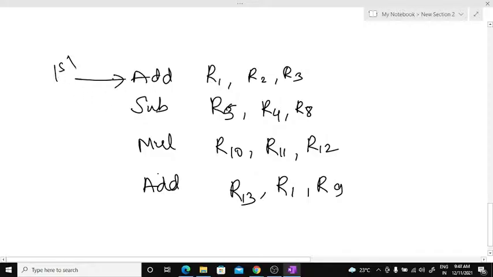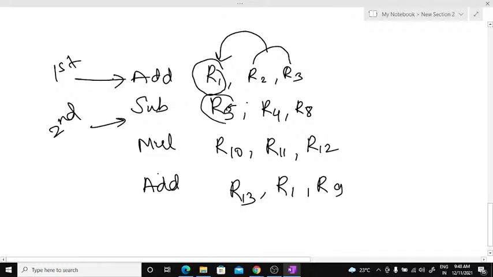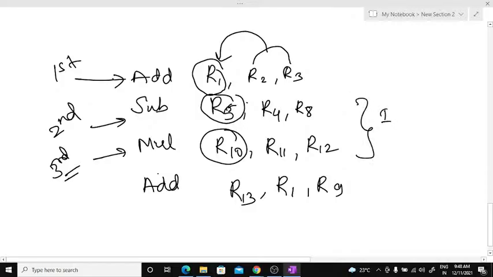Here you can observe the first instruction performs the addition and stores the result in R1. The second instruction takes R4 and R8 and stores the result in R5. R5 is not dependent on the first instruction. Even the third instruction, with R11 and R12, is also not dependent. So these are independent instructions.